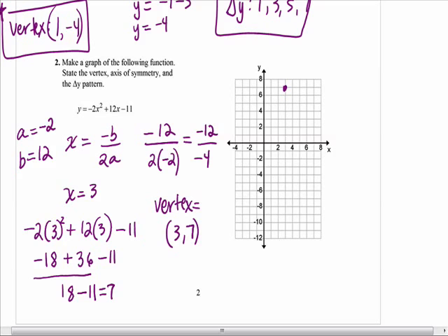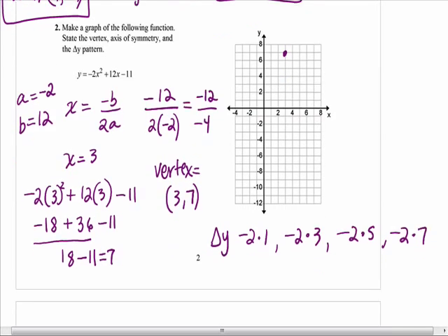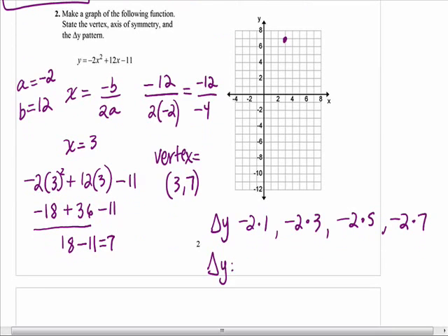Alright, now we have an a value this time, right? So our delta y pattern, we're going to have to go negative 2 times 1, negative 2 times 3, negative 2 times 5, and if we have room, negative 2 times 7, which I don't think we will have room for. So our delta y pattern is what? Negative 2, negative 6, negative 10, negative 14, etc.